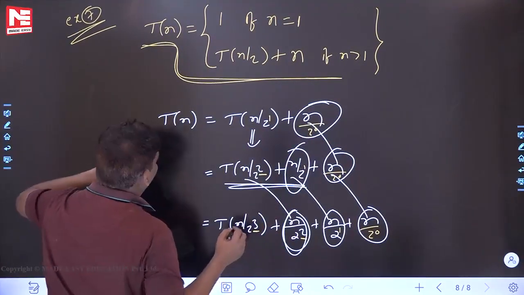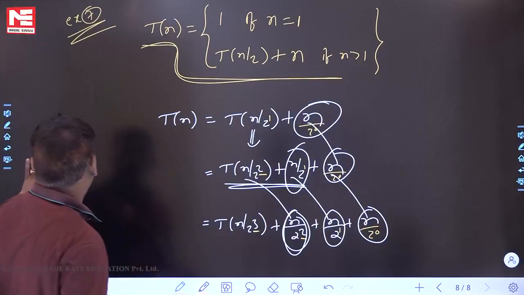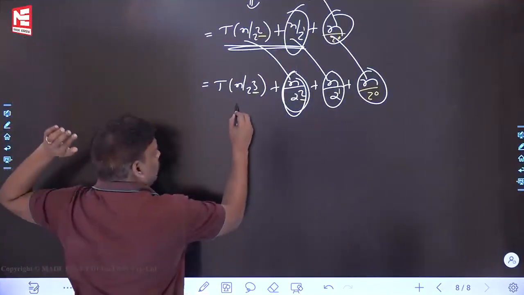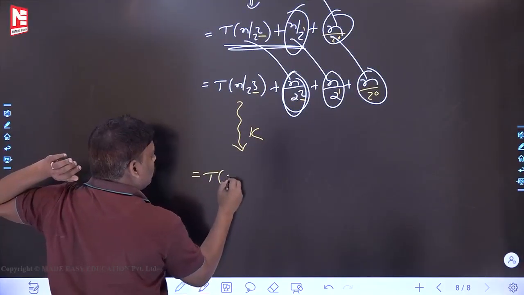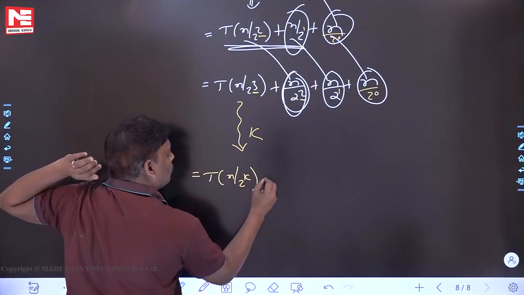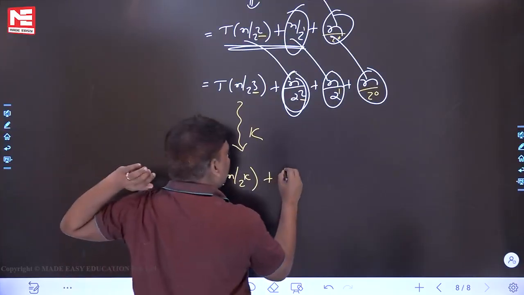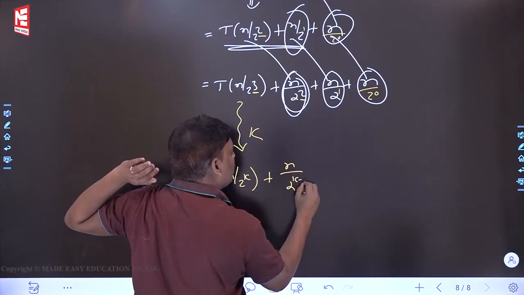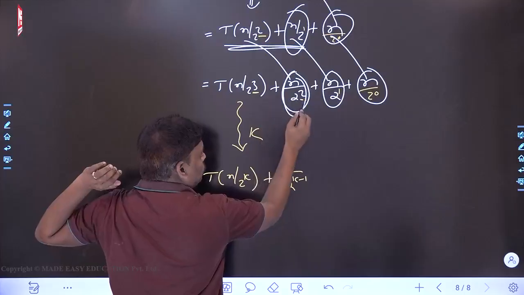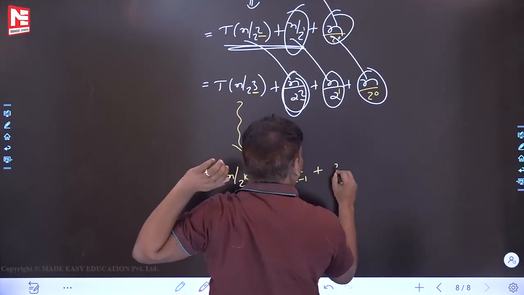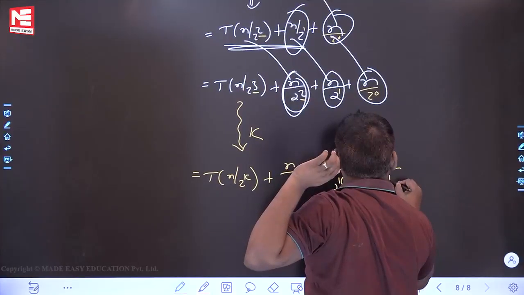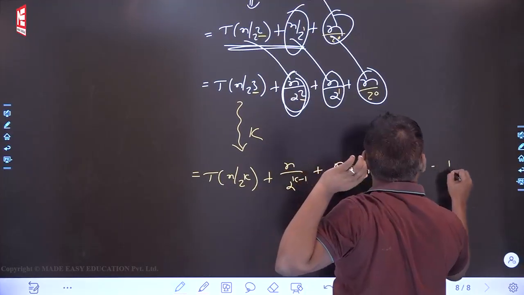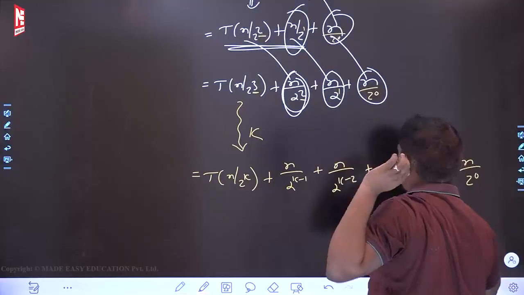Since you are comfortable, let's do the same thing for k times. If I do k times, what is the answer? T of n by 2 power k. This will become n by 2 power k minus 1, one less. For 3 it is the 2, so for k it is k minus 1. Next one, n by 2 power k minus 2, then n by 2 power k minus 3, and so on. Lastly, n by 2 power 0.